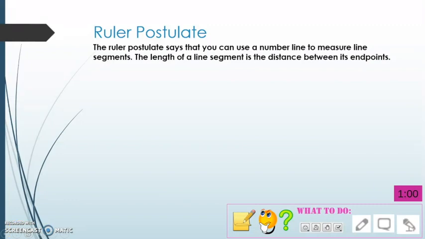Pause the video now so you can fill in your postulate tracker. So the ruler postulate says that you can use a number line to measure line segments. The length of a line segment is a distance between its endpoints. Pretty basic.